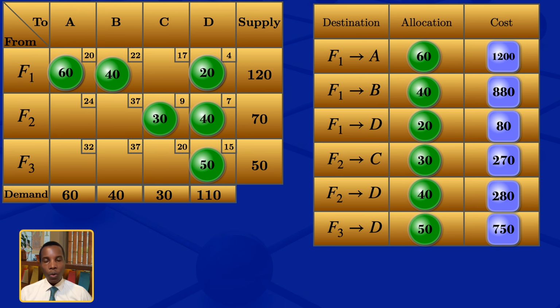And for the cost for all the allocations, we add these values, and we have the total cost there is 3,460. So we are having the optimal solution. These are the allocations shown on the left, and the total cost is 3,460. So that's our optimal solution there.